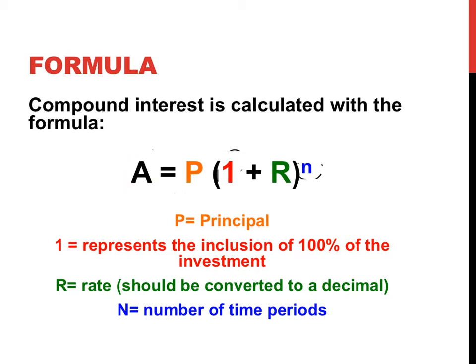I've color coordinated the relevant parts of the formula below. So the orange P is the principal. 1 represents the inclusion of all of the investment, because remember it builds on top of itself. R in green is the rate. We have to convert the rate. It will be given as a percentage, and it must be converted to a decimal. And N is the number of time periods.